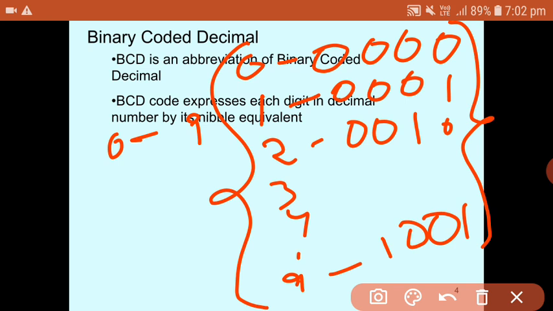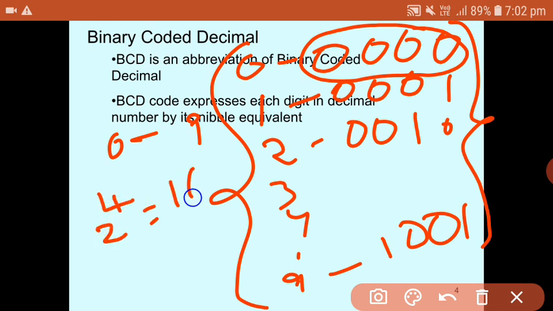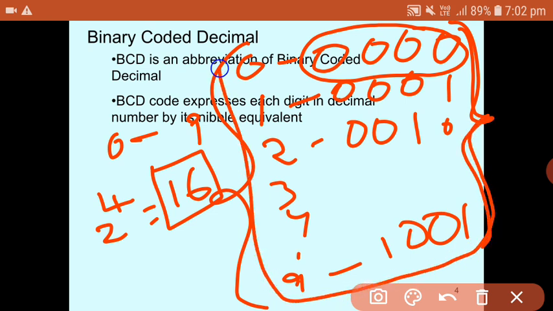That is the meaning of binary coded decimal. By using 4 binary bits, you can have 2 to the power of 4 combinations, a total of 16 combinations. Out of those 16 combinations, only 10 combinations, starting from 0 to 9, are valid BCD codes. That is the meaning of BCD.